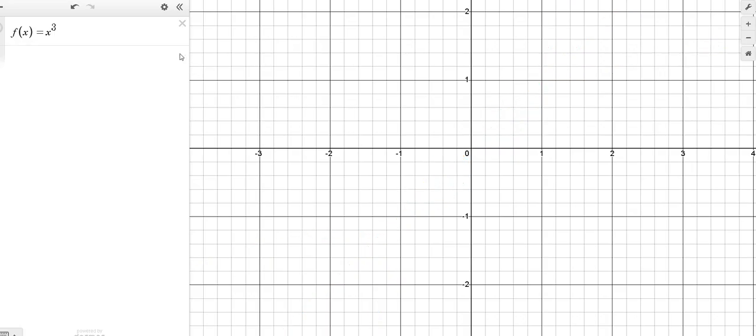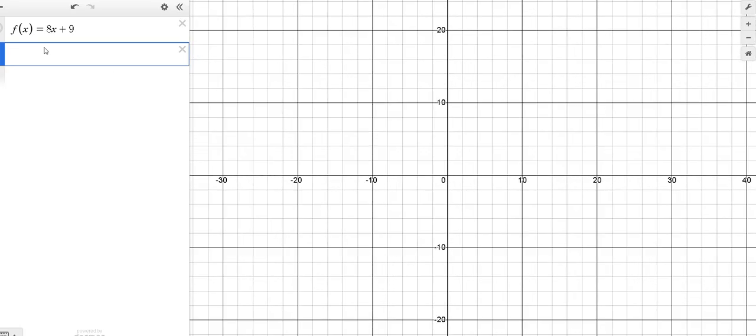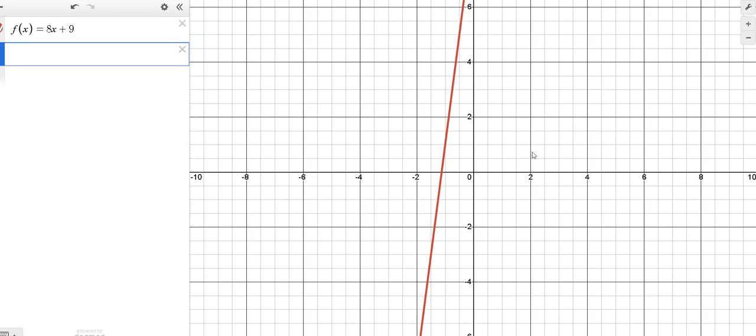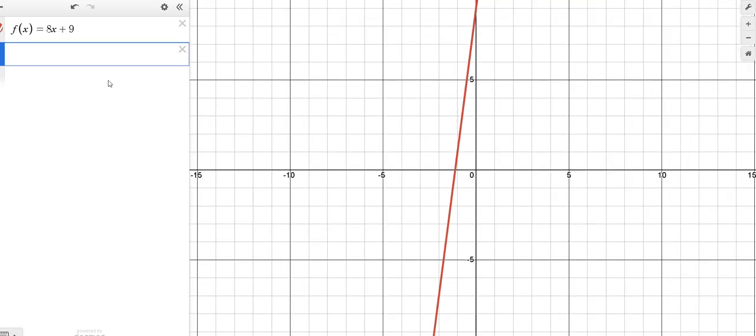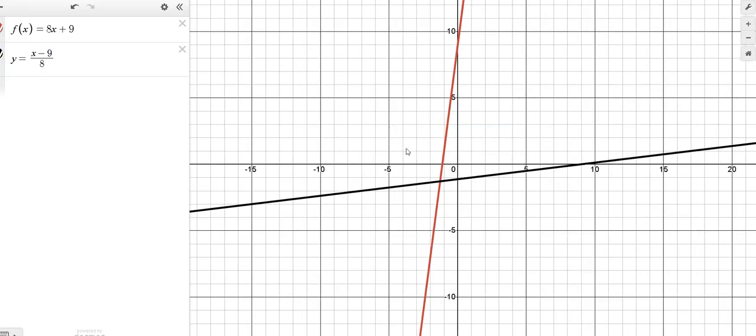So let me get rid of this and replace this with 8x plus 9. And I can't see the graph, so let me zoom out a little bit. It might help if I turn it on. There you go. There's the graph. How about the graph of the inverse? Well, the graph of the inverse is y equals x minus 9 divided by 8. So those two functions look like they're inverses of each other.